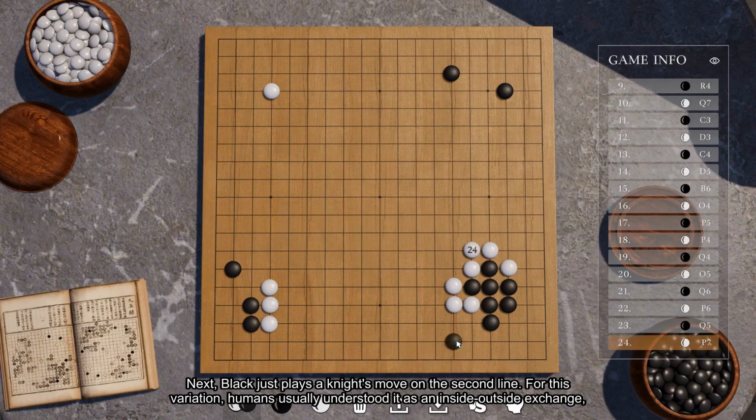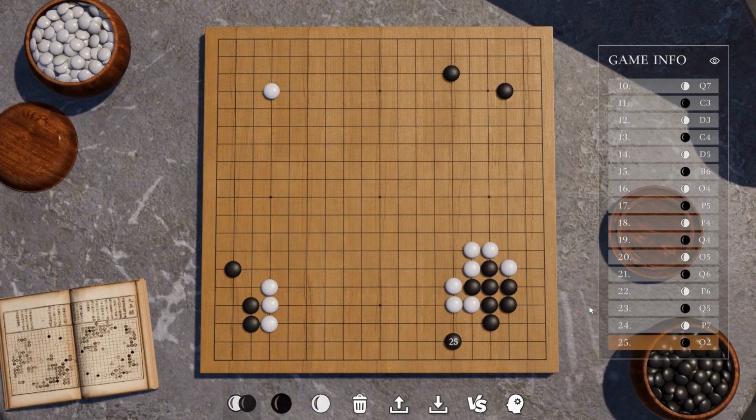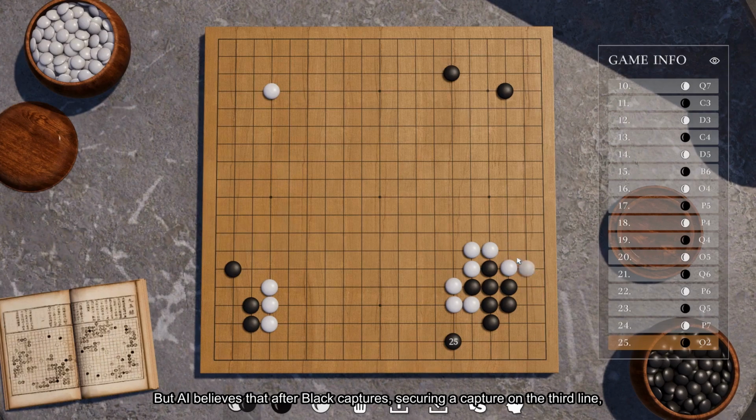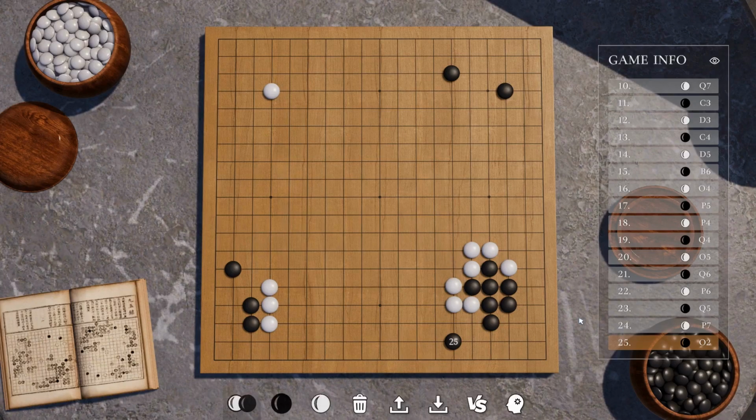Next, black just plays a knight's move on the second line. For this variation, humans usually understood it as an inside-outside exchange, where black suffers a loss. But AI believes that after black captures, securing a capture on the 3rd line and having the threat of a cut on the outside, or rather the aji of a cut, AI believes this variation is advantageous for black.